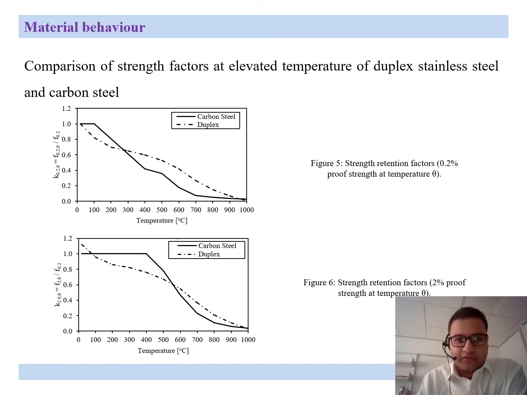And just adding onto that, if you look at figures 5 and 6, the strength retention factors which have been compared, the duplex stainless steel tends to lose its strength prior to 600 degrees. However, for the important temperature range for structural fire design, which is around 600 to 900 degrees centigrade, stainless steel retains its strength to a much higher degree than ordinary carbon steel, and that can bring some real benefits in certain applications.